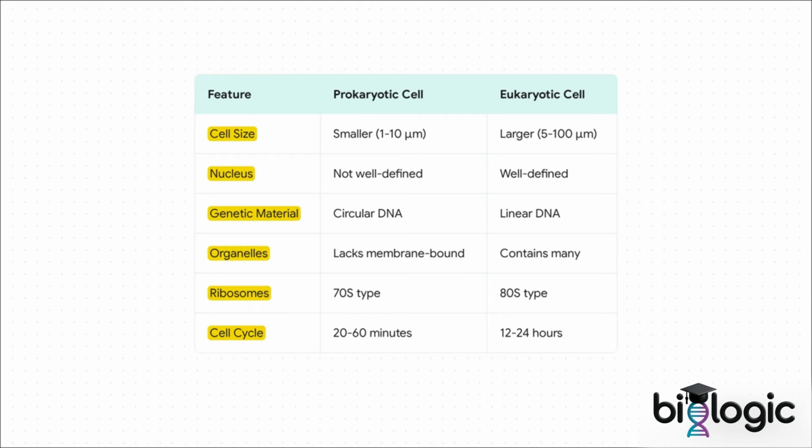Okay, this slide right here, this table is high yield for your exam. It lays out the key differences perfectly. Just look at the size difference. Look at how the nucleus and DNA are handled, and see how eukaryotes have all those complex organelles. Even the ribosomes are different, 70S versus 80S. These are exactly the kinds of details that get you those extra points.